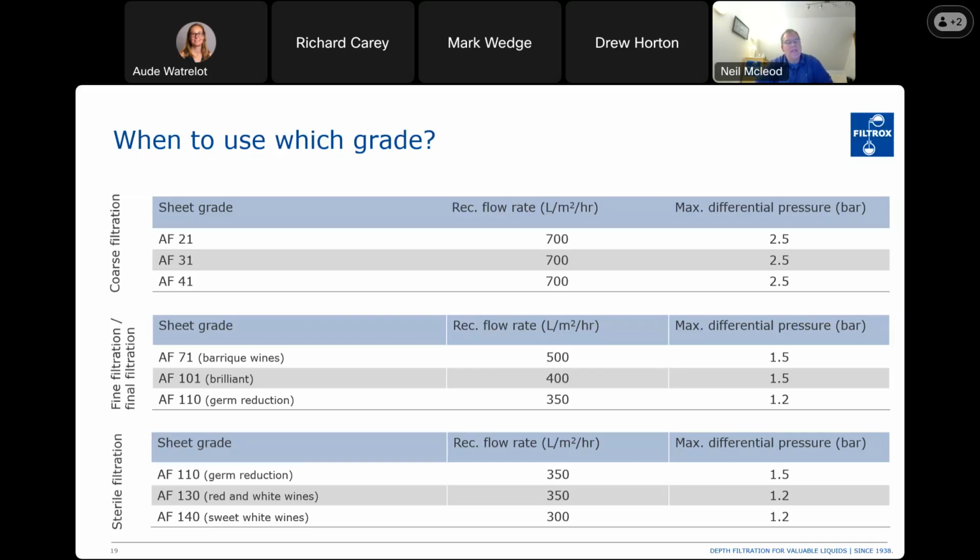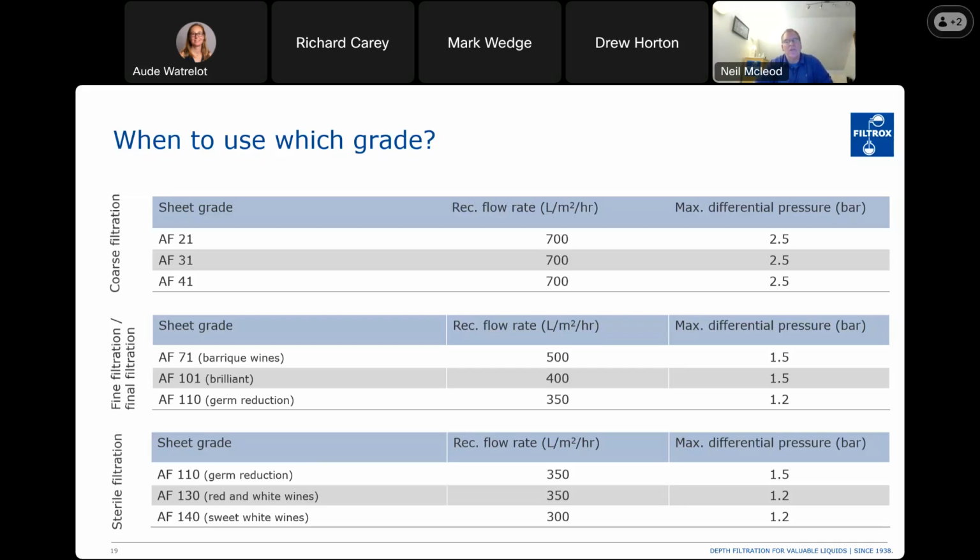And in the second stage, the one there, which is called AF130, this would be typical for red and white wines, and this would match up well with a 0.65 micron membrane as a final stage. And then for white wines, we would go to the AF140, and this would typically give us a product that would be ready to go through a 0.45 membrane cartridge for bottling.